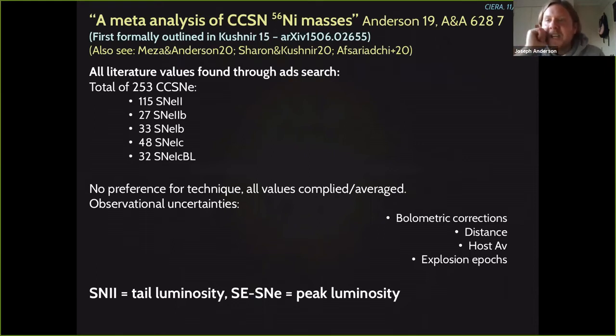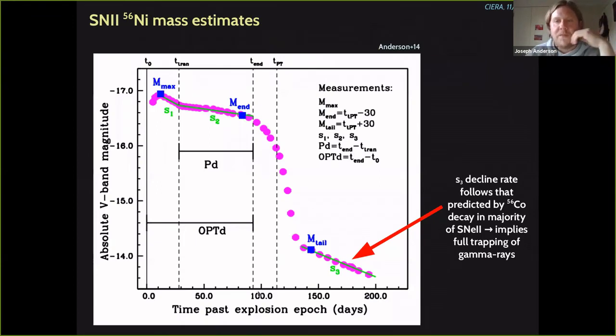And then a key issue here is that for the different supernova types, because of their different evolution and their different light curves, we estimate the nickel masses in different ways. For type 2 supernovae, we use the tail luminosity, and for stripped envelope supernovae, we use the peak luminosity. And I'll explain that now. So this goes back to the light curve that I showed previously: time past explosion in days on the x-axis, absolute V-band magnitude on the y-axis.